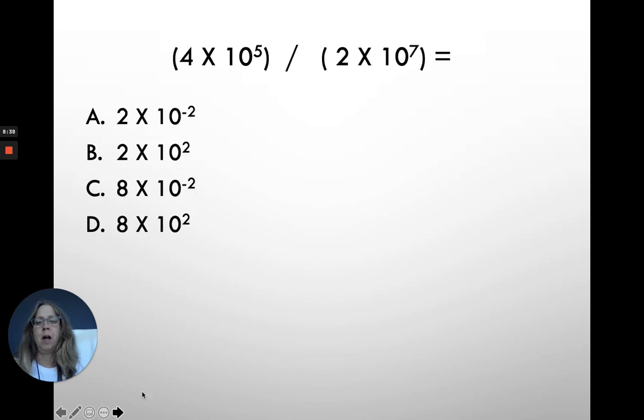Okay. All right. Then finally, we're going to do this division. Now, again, the front number you just do as a division. Just put it in there. 4 divided by 2, it's going to be 2. So it's going to be one of these. Then what do we do with this? Well, what's on the numerator? And then we subtract the denominator. So 5 minus 7. So it's going to be 2 times 10 to the negative 2nd, because 5 minus 7 gives you negative 2.